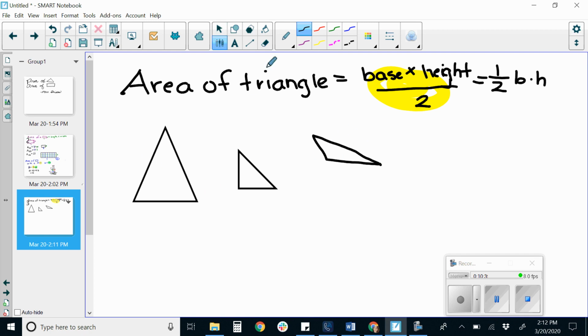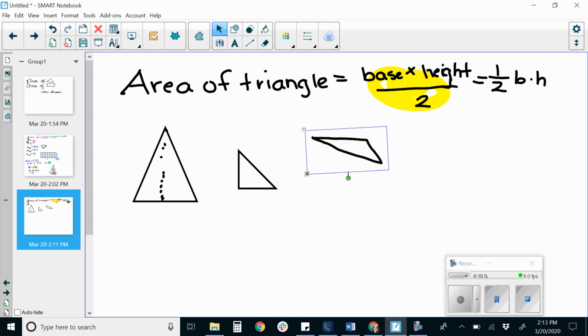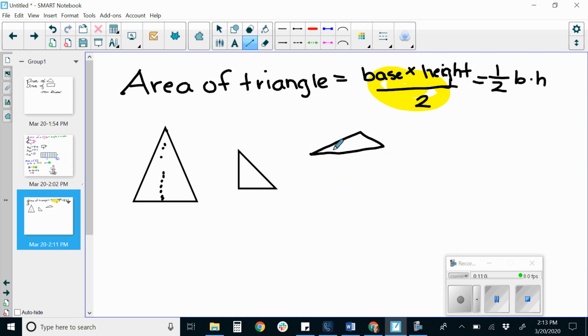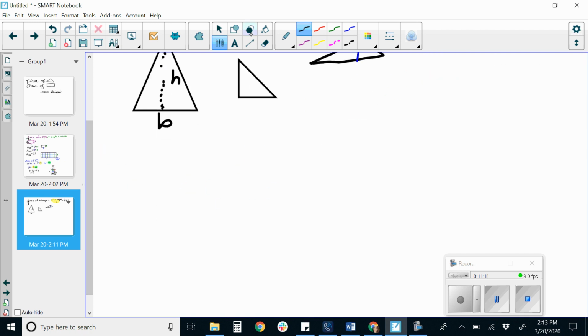In any case, the height is the distance from here. This is your height. We would actually take this and this would be our height. Okay. All right, so that's our height. What is the base? Well, when you think base, think bottom. This is your base.